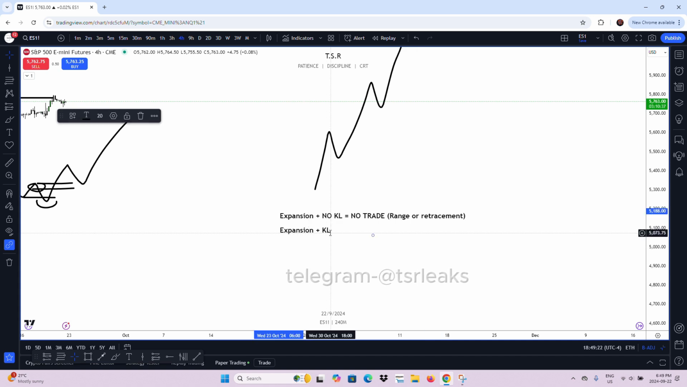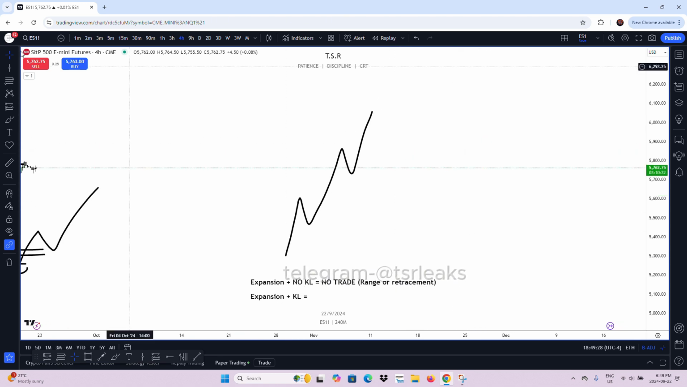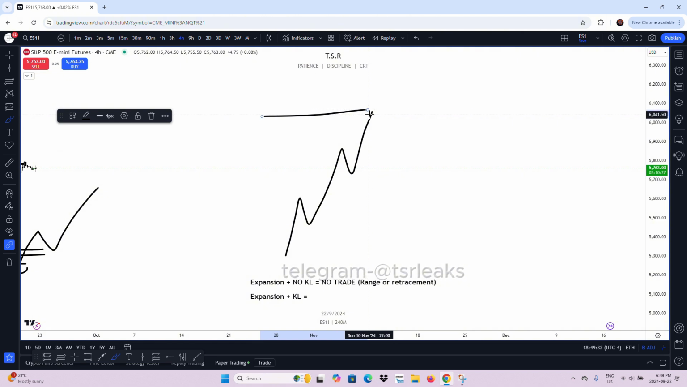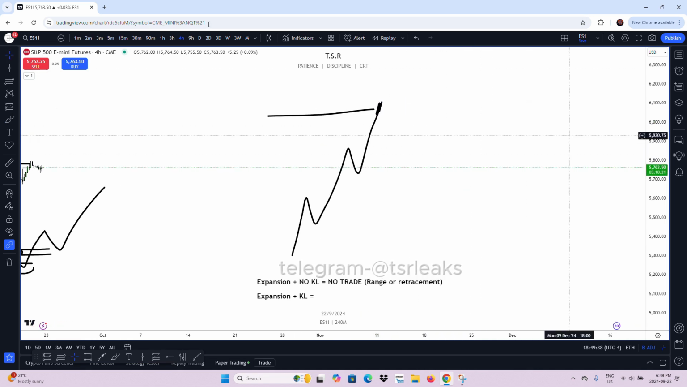So this time there is indeed a key level. What happens here? So in this scenario, we can draw a key level. Price expands into the key level. What happens? Recognize the fact how I just explained this literally 5 minutes ago.